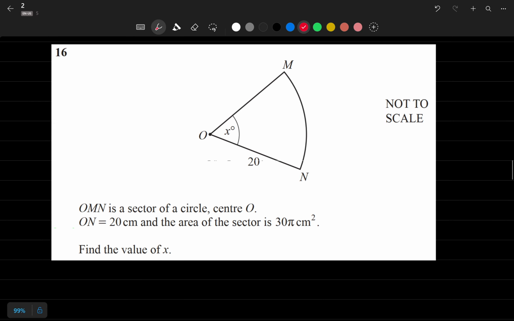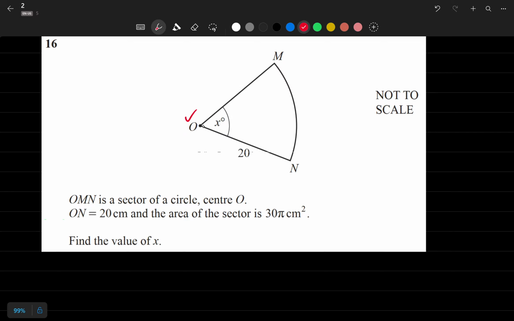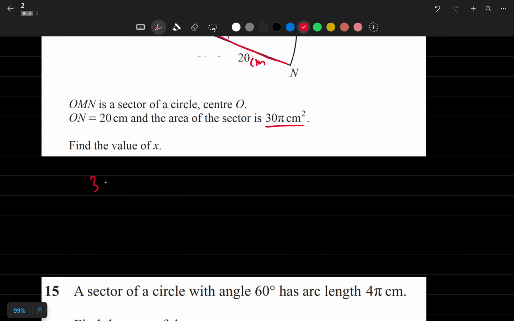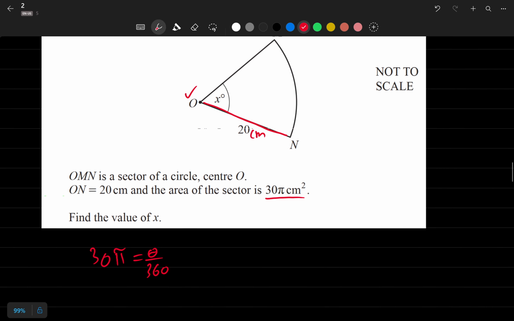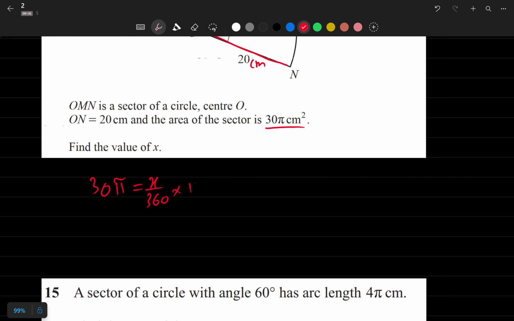Moving on, OMN is a sector of a circle, center O. This is a center, and MN is an arc length. ON is equal to 20 centimeters. So this ON, which is also the radius, is equal to 20 centimeters. The area of sector is 30 pi centimeter square. Find the value of x. Okay, so 30 pi is equal to, now the formula for the area is equal to theta by 360. In this case, theta is x degrees. So x by 360 into pi into 20 square.